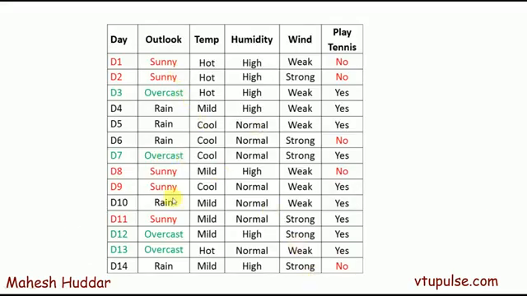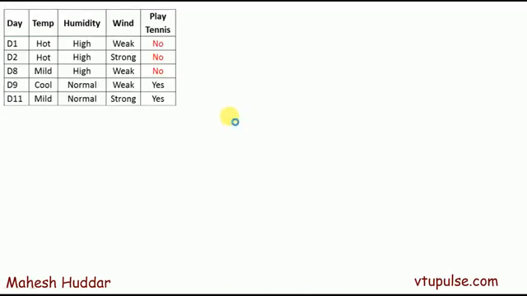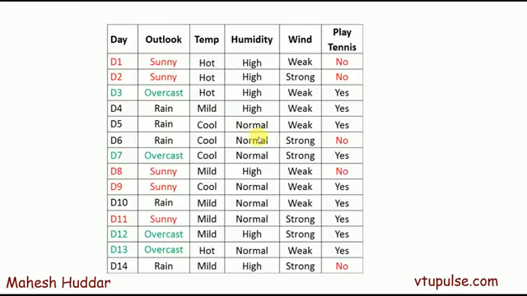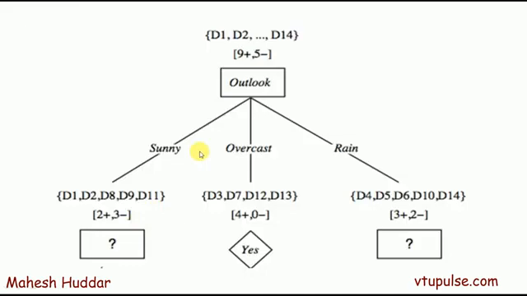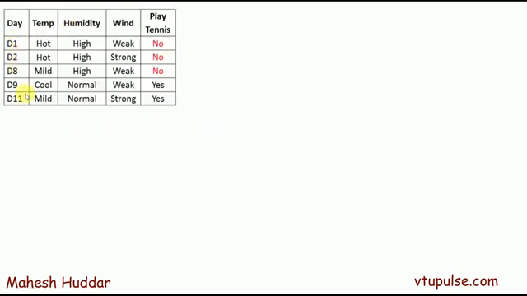There are a total of 14 examples. From these 14 examples, on the left hand side, we have sunny: D1, D2, D8, D9 and D11. Only 5 examples should be considered. So I have considered only those 5 examples with temperature, humidity and wind, because Outlook is already considered, so we don't need to consider Outlook. Only 3 attributes are remaining. Out of 5, 3 are negative examples and 2 are positive examples.